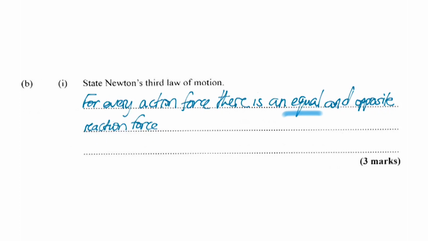So you can say if body A exerts a force on body B, then body B will exert an equal and opposite force on body A. There are different ways to represent this, just make sure you say it completely. You should have the idea that it's an action and a reaction, on the same object now, and that the forces are equal and opposite. It works as a couple.